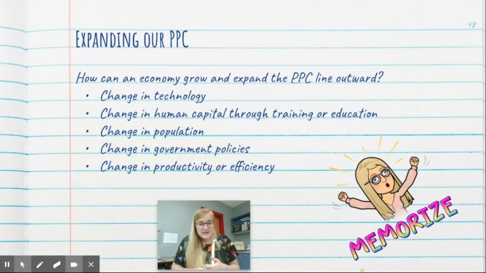Changing government policies is number 4. The government changes an environmental policy that makes it easier for companies to make things, or the government gives subsidies to a business, pays them to make more things, gives them more money, grants, loans, okay? And the last one is change in productivity or efficiency. Can we change things in the way that we make things to be more efficient, make things faster, and make more of them faster? Okay, we're going to be doing a formative assessment that gives you examples, and for the examples, you're going to assign 1 or 2 of these 5 things to those examples. Okay, so keep that in mind. That is what is next.